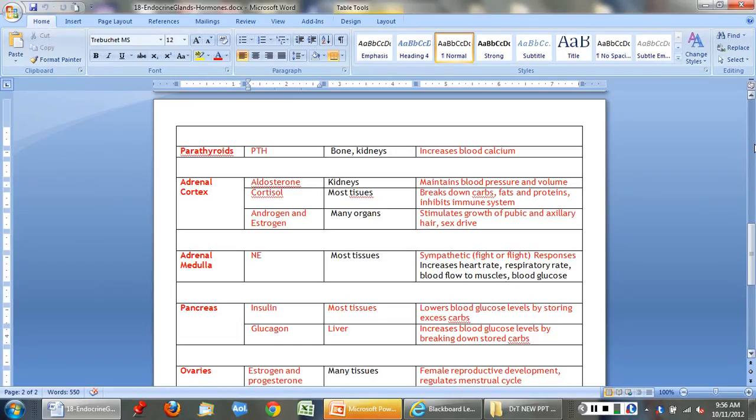And what does glucagon do? Breaks down the glucose stored in the liver. Increases blood glucose levels. Okay? So you kind of see how the endocrine system works. So if your blood glucose level is high, would you expect the pancreas to secrete glucagon?